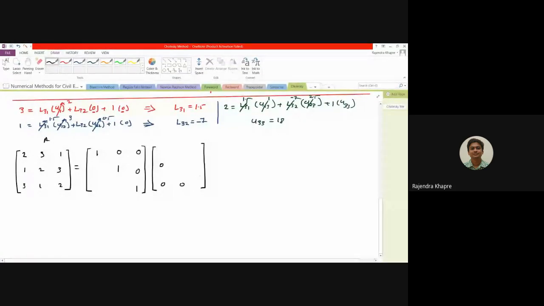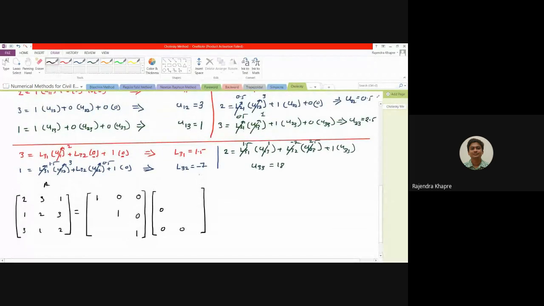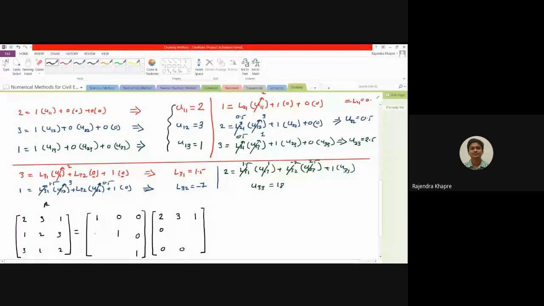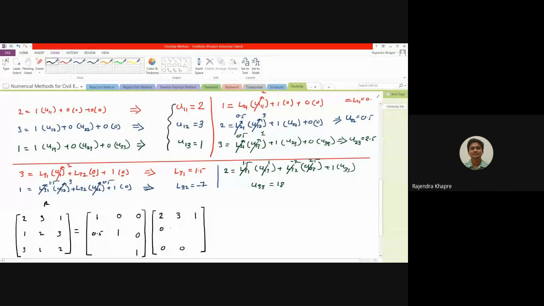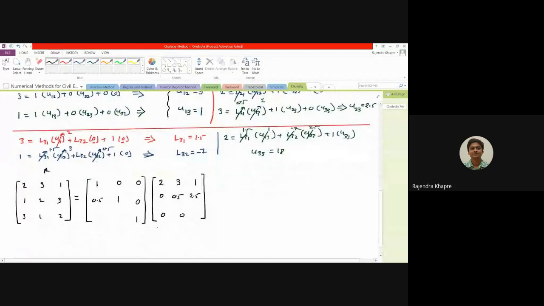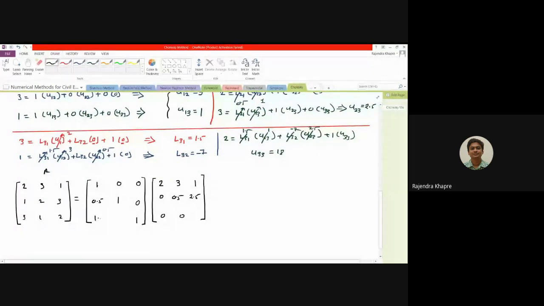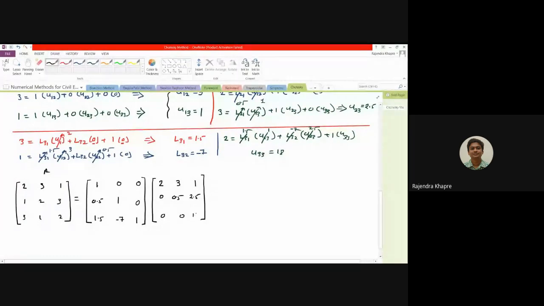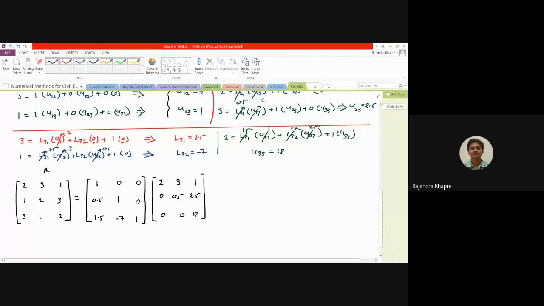Now from this I am going to substitute the values. Remember the same first row will come over here, so this will be 2, 3 and 1. Here you are getting L21 as 0.5. Just now we have calculated L22 as 0.5, and this is 2.5. Then this value we have calculated as 1.5, this is minus 7, and this value over here is 18. Have I written it correctly?